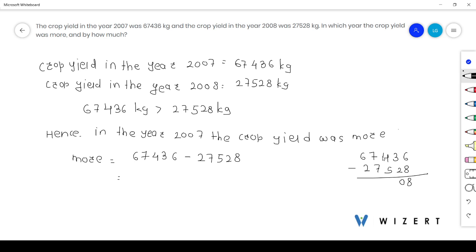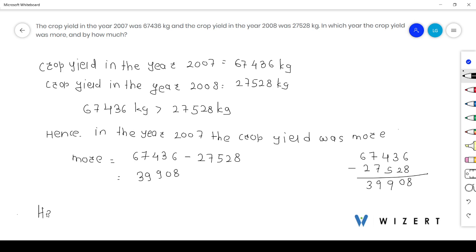4 minus 5 is not possible. So we borrow from this 7, so that 4 will convert it to 14. 14 minus 5 is 9. 6 will convert it to 16. 16 minus 7 is 9. And we borrow from here, so that 6 will convert it to 5. 5 minus 2 is 3. So it is 39,908.